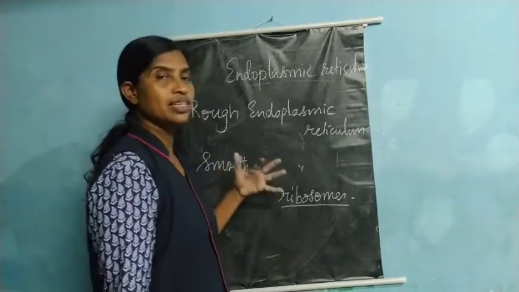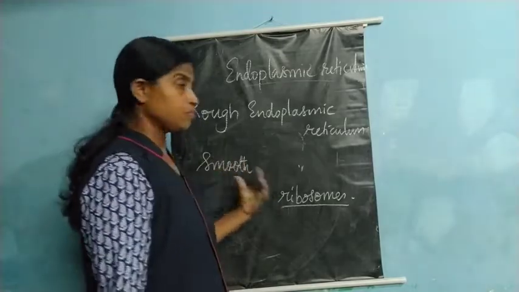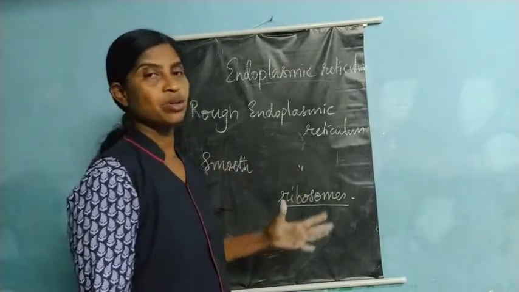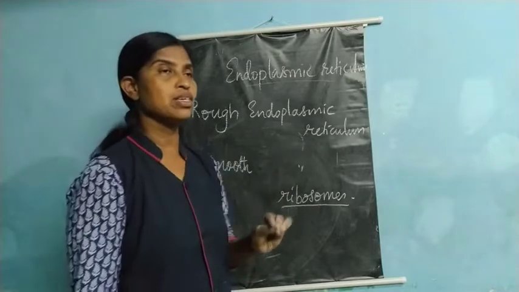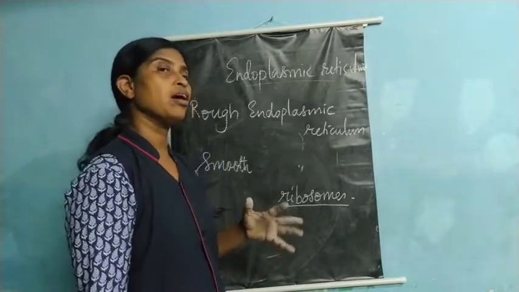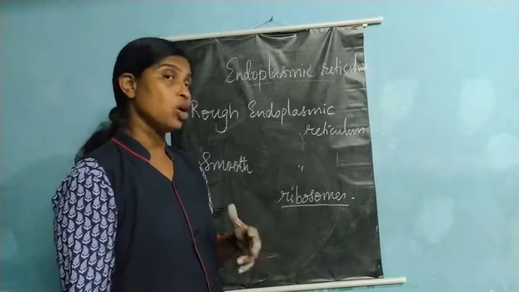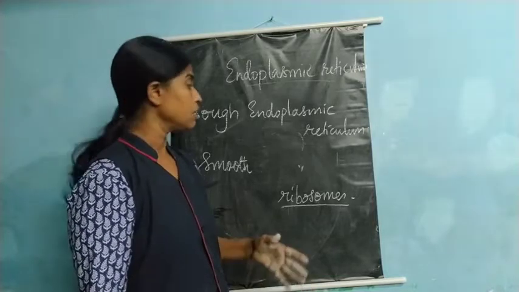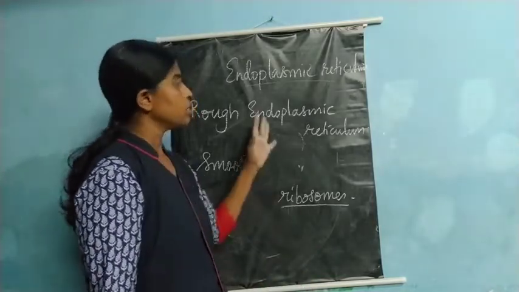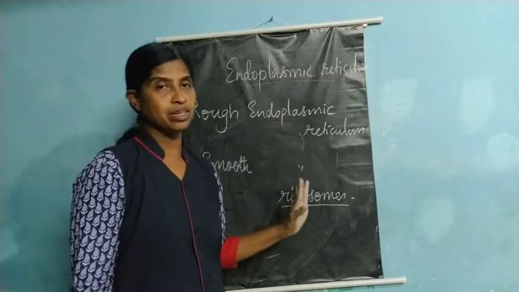Cells of the liver contain a lot of this endoplasmic reticulum, and this endoplasmic reticulum helps in the breaking down of toxic substances into non-toxic ones. Understand? That's the major role of it, right? So this is all about the endoplasmic reticulum.